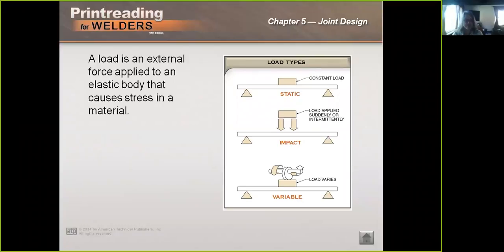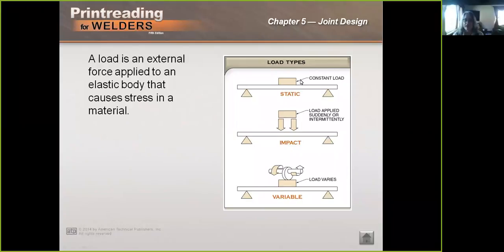All right, let's shift gears a little bit and talk about types of load. A load is nothing more than an external force applied to an elastic body. Elastic body just means pretty much any material that doesn't sink under that load. Applying this load causes stress in the material. Now we can talk about different types of stress, or different types of load. A static load is a load that is applied gently and smoothly and stays constant. An impact load is a load that is applied suddenly and or intermittently.